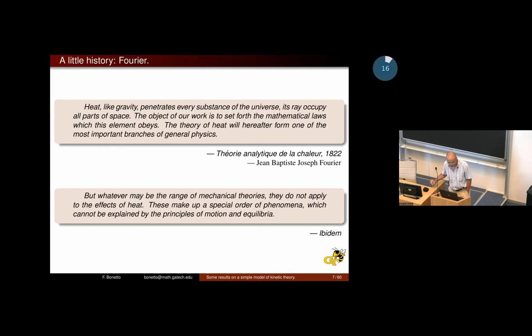But he goes on saying, whatever may be the range of mechanical theory, they do not apply to the effect of heat. These make up a special order of phenomena which cannot be explained by the principles of motion and equilibrium. And by motion and equilibrium, he means classical mechanics, Newton's laws. So the main problem at the beginning of this talk and in the field is to prove that Fourier was wrong. Actually, we can do it, hopefully.